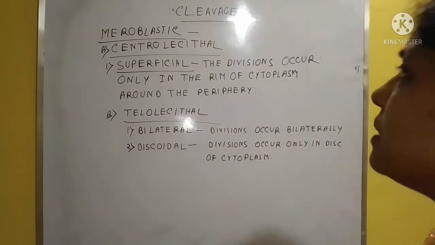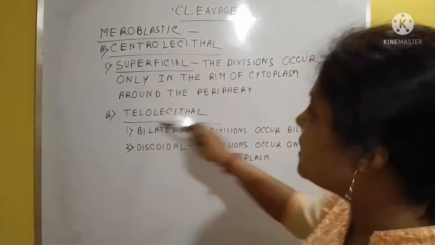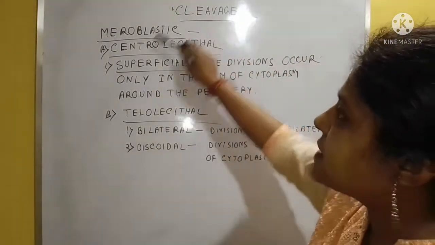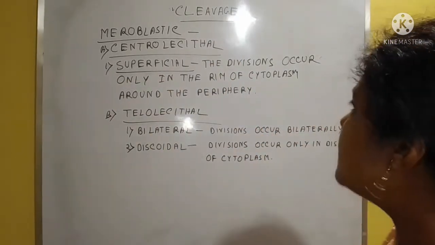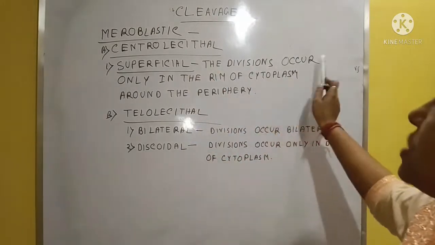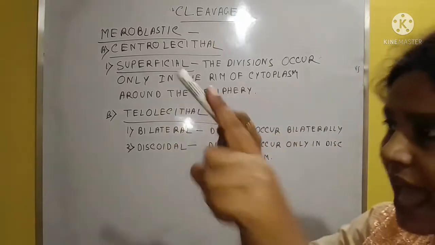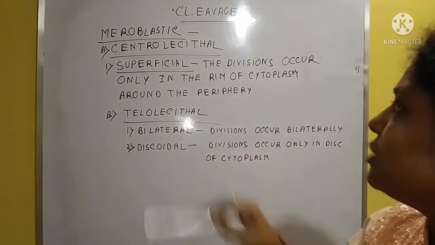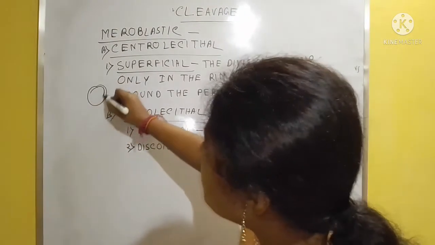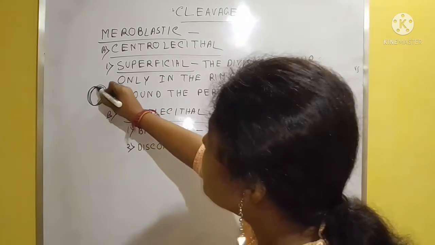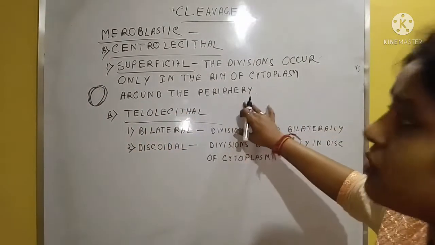Under meroblastic cleavage, there are two kinds: centrolecithal and telolecithal. Under centrolecithal, superficial cleavage is seen, and in that superficial cleavage, the divisions occur only in the rim of the cytoplasm around the periphery. The outside is called the periphery. So around the periphery, in the rim of the cytoplasm, we can see the cleavage pattern.